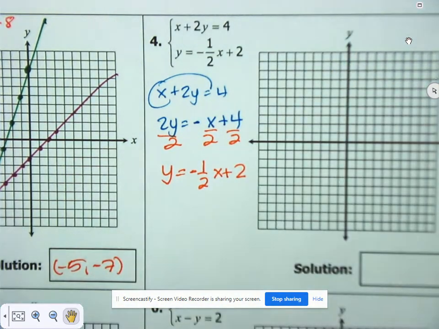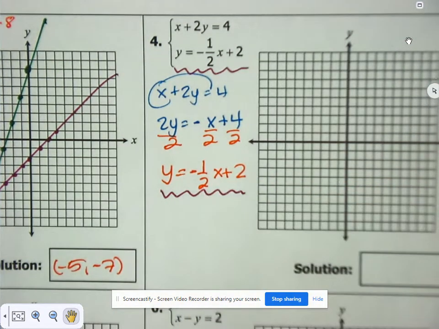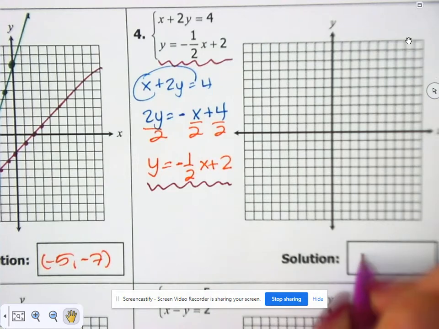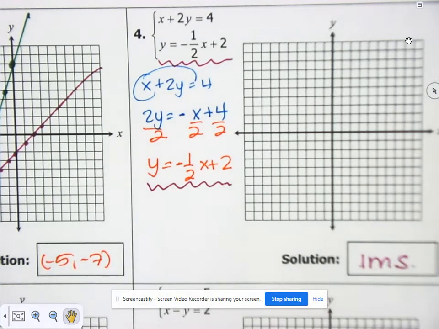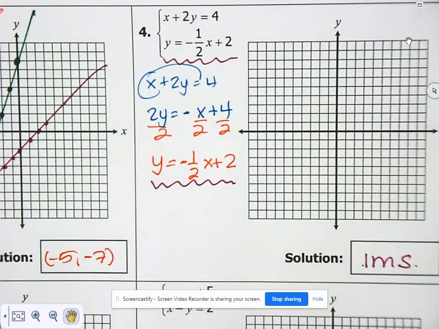Okay, so a couple of things. You notice that these two equations right here are the same. If you notice that initially, then you can go ahead and tell me that our answer is going to be infinitely many solutions because we have the same line. Okay, but maybe you didn't notice that. Maybe you didn't catch on to that.